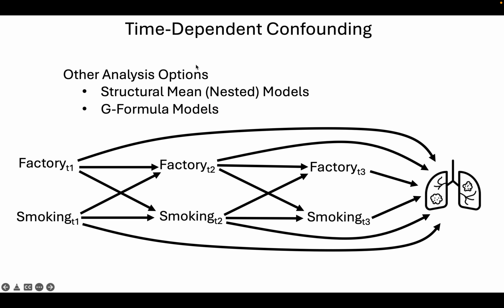And there are other options besides marginal structural modeling. That's the big one now. But the other ones that I'm not going to talk about, but just briefly mention, are structural mean modeling or nested modeling and G-formula approaches.